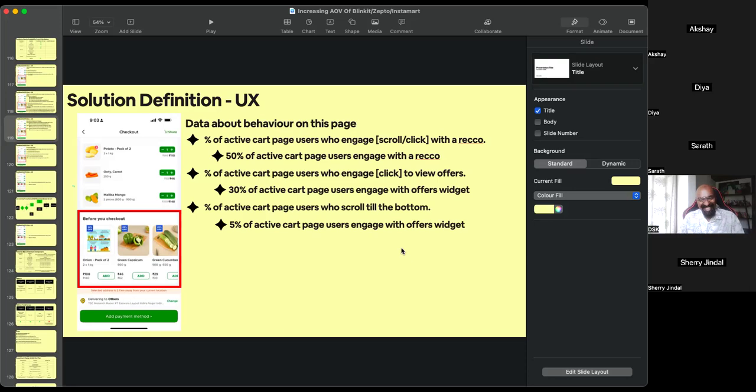Yeah, I was just wondering, because when I'm ordering from Swiggy, I have seen that they have deprioritized it, and above it they have other things. So I was just trying to understand how we are prioritizing that over here.